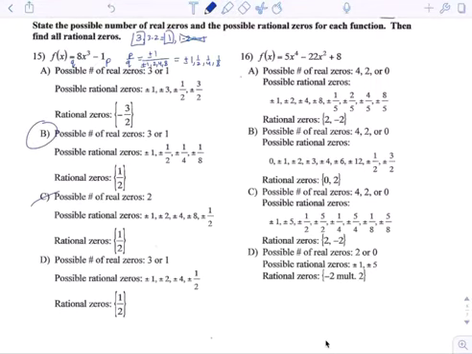16. So, look, our highest degree is 4, right? So, 4. Now remember, keep on subtracting by 2 until you can't. So 4 minus 2 is 2, 2 minus 2 is 0, and we stop. So this is our list of possible number of real zeros, so we can automatically eliminate that D.